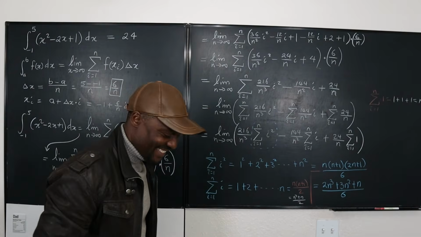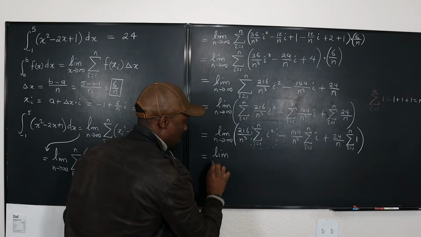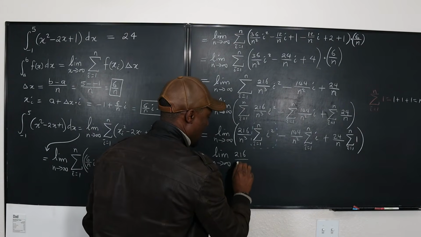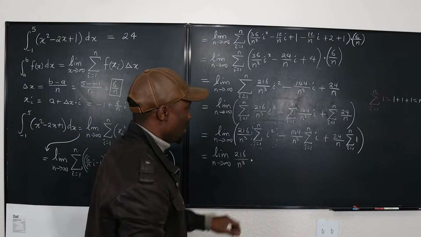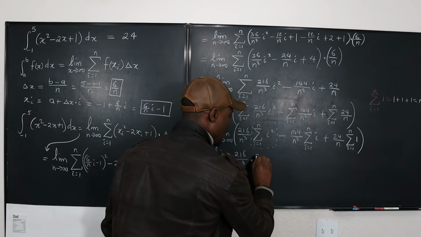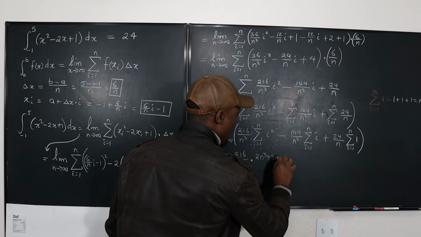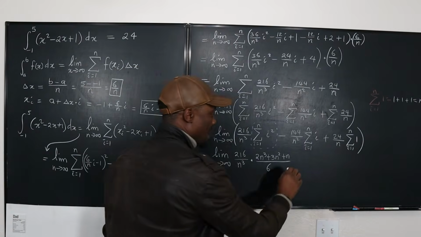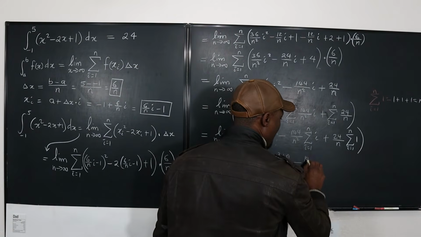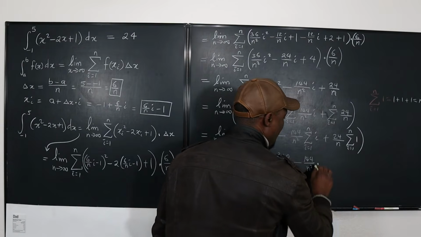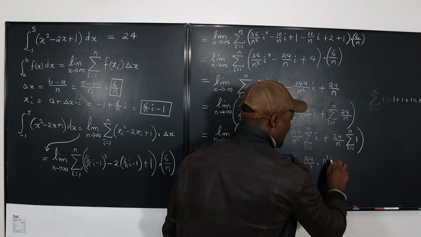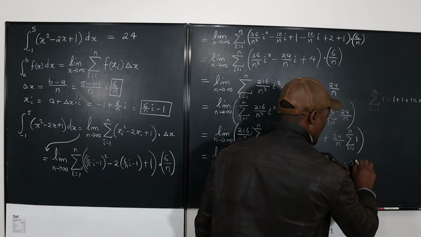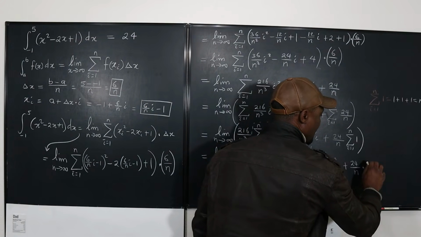Whew. Okay, let's do this. So this is equal to the limit as n goes to infinity of 216 over n cubed multiplied by this expression, which can be written as 2n cubed plus 3n squared plus n over 6, minus this expression, which is 144 over n squared multiplied by this expression, which can be written as n squared plus n over 2, and the last one is plus 24 over n multiplied by n.